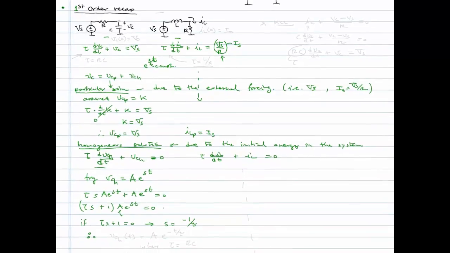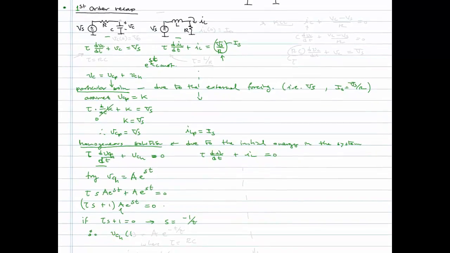And therefore, we could write VC homogeneous is A e to the minus t over tau, where tau we had found, well, I didn't write it up here, but in writing the differential equation back up at the top here, we would find that tau would be equal to RC, and for the RL circuit, tau is equal to L over R.